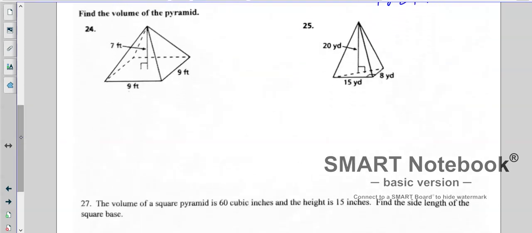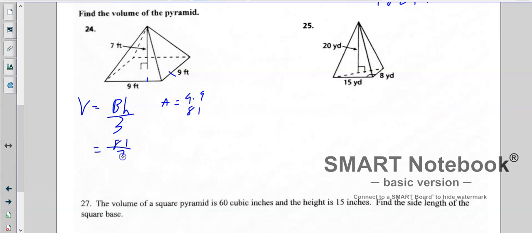Find the volume of the pyramid. All right, so remember, volume of a pyramid is area of the base times the height divided by 3. Well, the base is a square, so that's simple. Area is 9 times 9, which is 81. And the height is given to us as 7, so the volume equals 81 times 7, got ahead of myself, divided by 3. And that actually works out to be 189, remember, as cubic feet for volume.